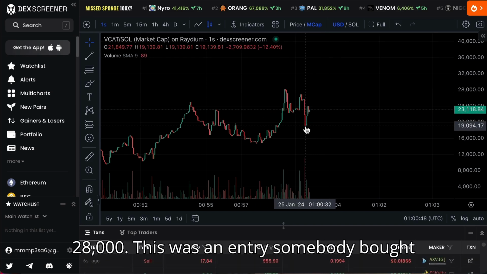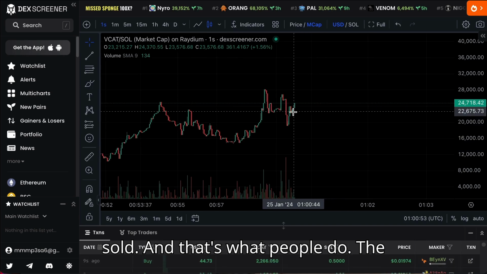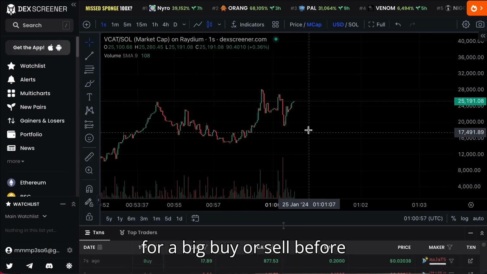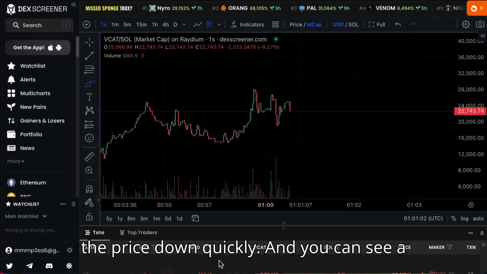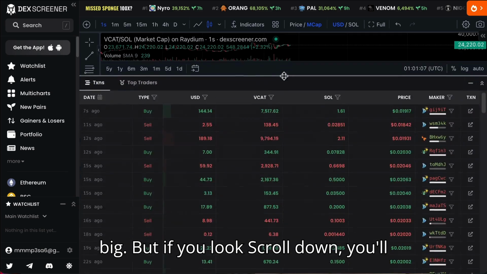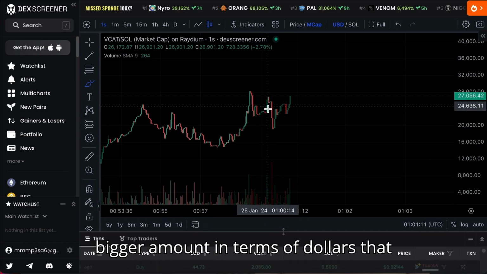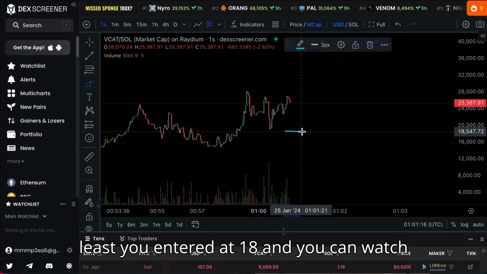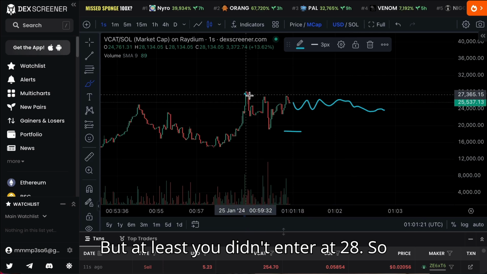This was an entry somebody bought quickly at 19,000 as soon as somebody sold. And that's what people do. The smarter people wait for a big buy or sell before they jump in, because that big sell moves the price down quickly. And you can see it registered here. That $59 sell wasn't that big. But if you scroll down, you'll see this 189 sell, that's a bigger amount in terms of dollars, that pushed the price down. And that makes it cheaper in terms of entry. So now at least you entered at 18 and you can watch the price and see what happens. But at least you didn't enter at 28.